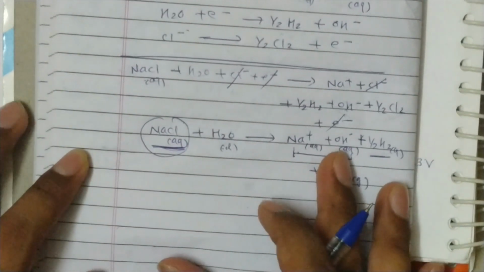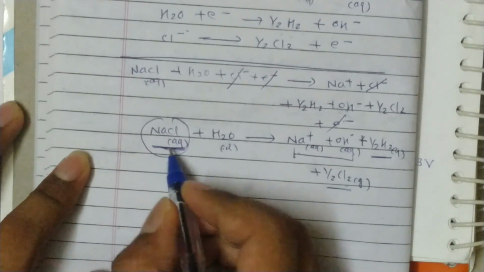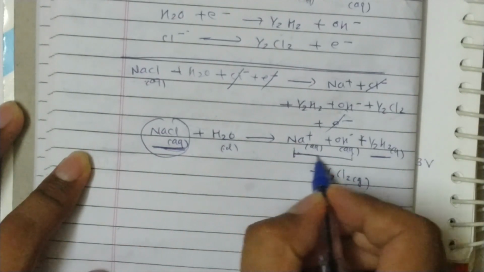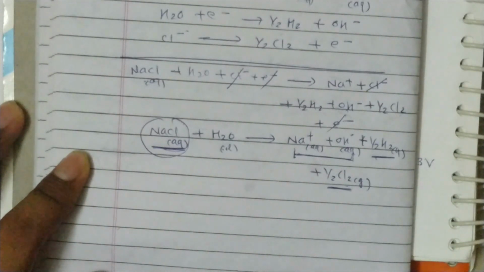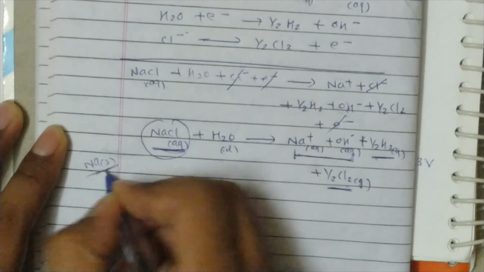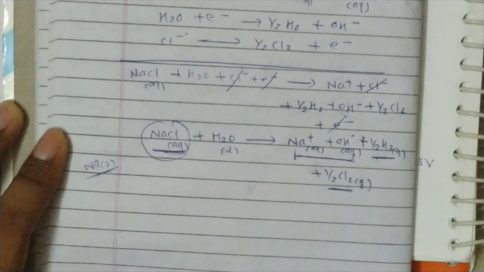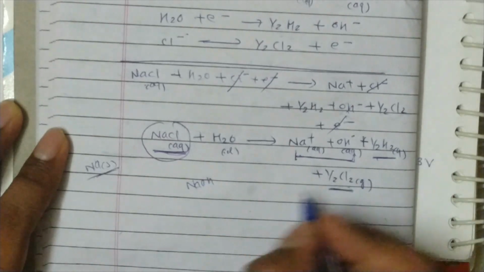So you can see when aqueous NaCl is electrolyzed, what we are getting is NaOH plus hydrogen gas plus Cl2 gas. We are not getting here Na solid that is going to be deposited. So there is no deposition of sodium metal over the cathode. What we are getting is the sodium hydroxide, NaOH plus H2 plus Cl2.